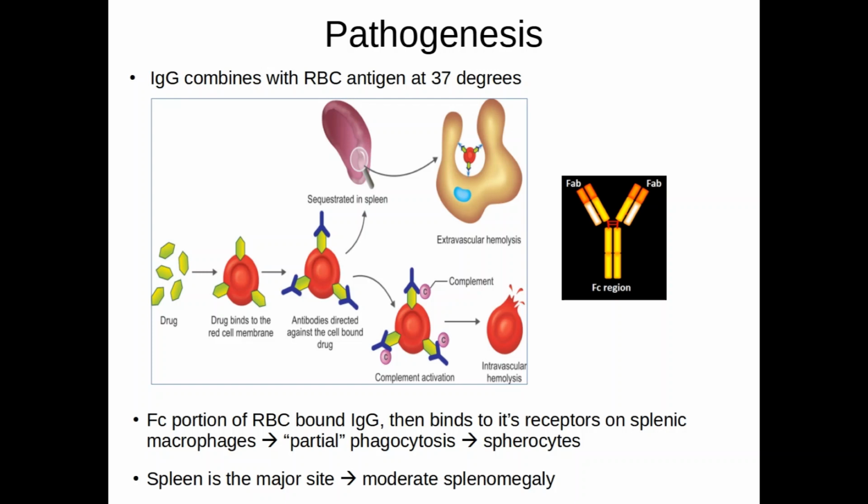By this, what I mean is only a portion of the RBC is eaten off wherever the antibody is bound. That is why there is an instability in whatever is left of the RBC, and whatever is left changes its shape into a sphere, and it will become what is called a spherocyte. In warm AIHA, spleen is the major site. That is why you'll be able to see some amount of splenomegaly, or enlargement in the size of the spleen.